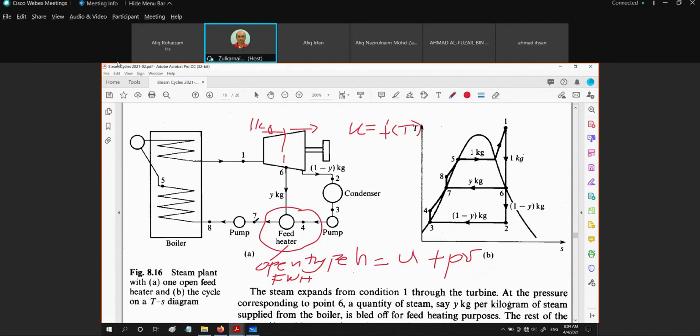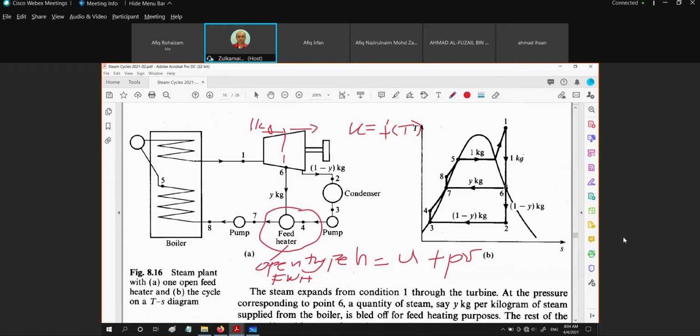Right? And then after that, we are going to have a second stage pump, whereby this is from the feed water heater pressure, which is the bleed pressure also, being pumped into the boiler pressure. So as far as the TS diagram is concerned, we could see that 1 to 6 is the first part of the expansion in the turbine.